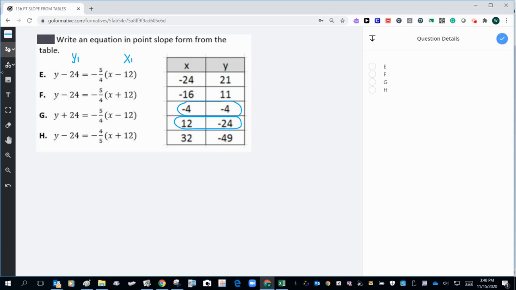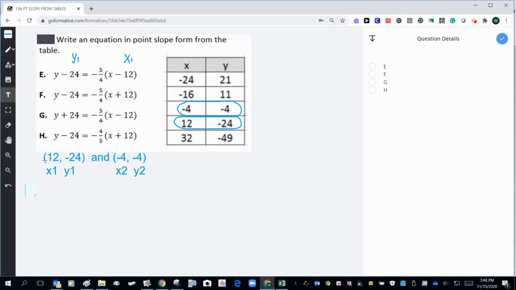So for this problem, we're going to select 12, -24. And then we're going to use the other point, -4, -4. On this problem, I'm pre-selecting 12 and 24 as my x1, y1, because I know that my equations here have 24 for y and 12 for x. All right, let's continue. So this would be my x2, and this would be my y2.